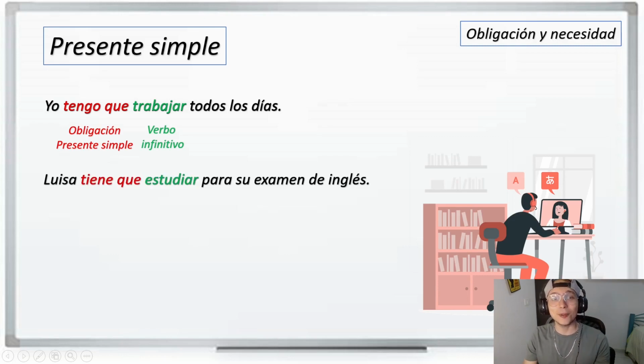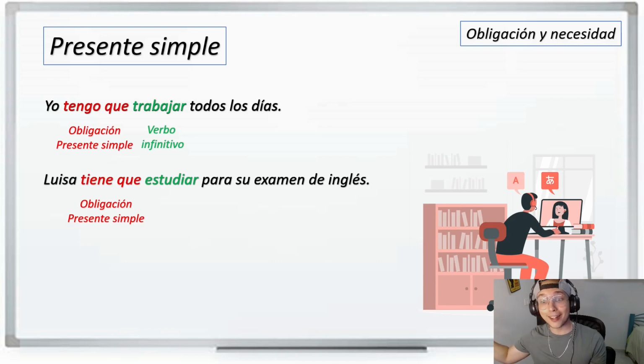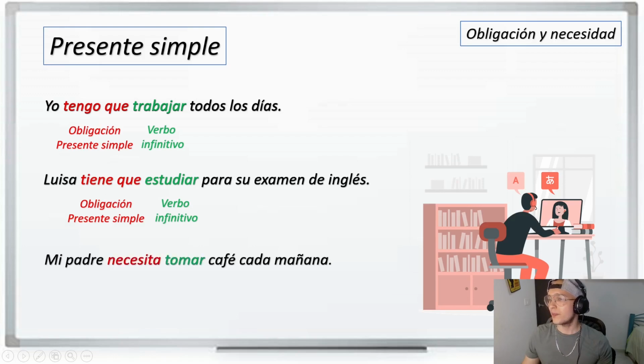Luisa tiene que estudiar para su examen de inglés. Otra vez. Luisa tiene que estudiar para su examen de inglés. So Luisa has to study for her English test. So again, Luisa tiene que. Luisa has to estudiar, study. So, tiene que is the obligation and estudiar the verb in infinitive. Let's do one more example.